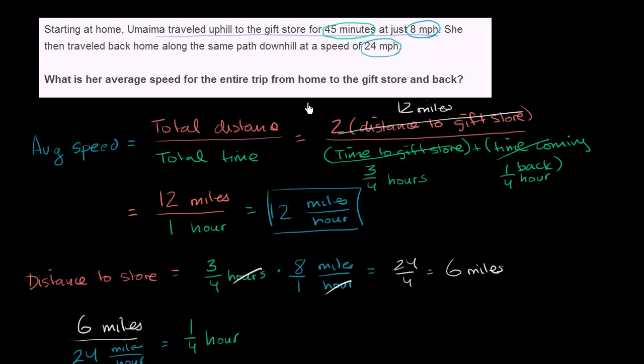And you might have been tempted to say, why don't I just average 24 and 8? But that wouldn't have been right, because she's traveling those speeds for different amounts of time. So what you really have to do is go back to your basics: total distance, total time. This first sentence gives us the distance to the store, and we just double that to get the total distance. They tell us the time to the store, and then we can figure out her time back using the distance and her speed. And then we get total distance divided by total time, 12 miles per hour.